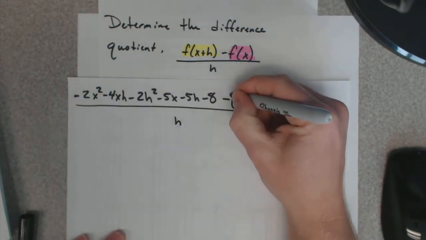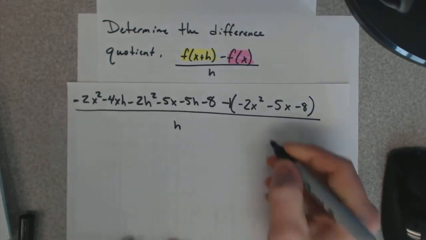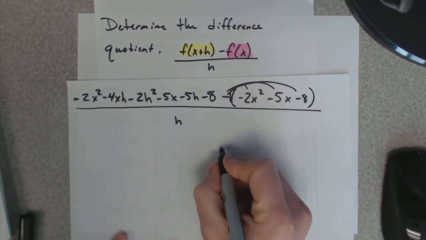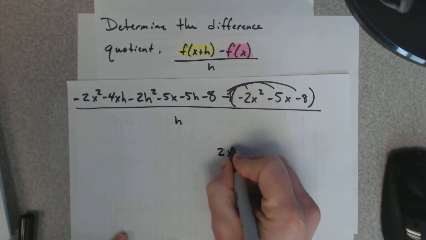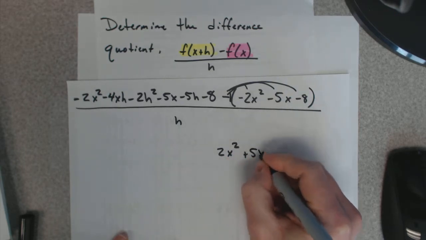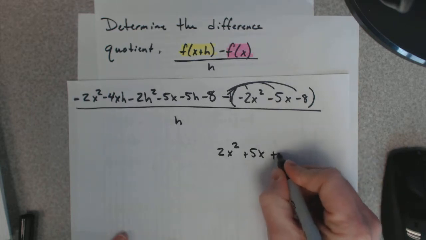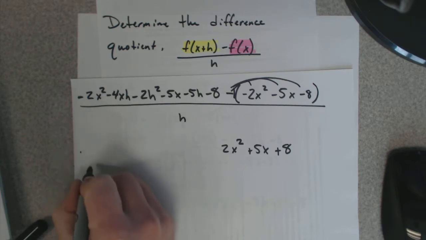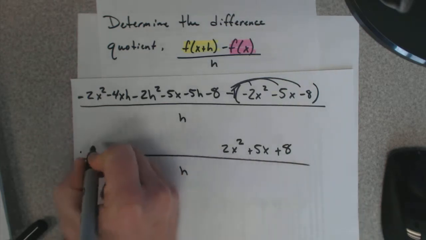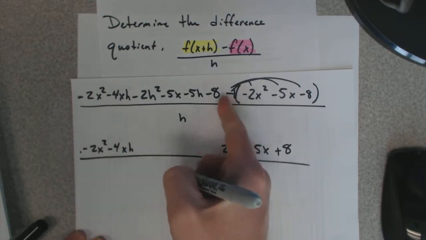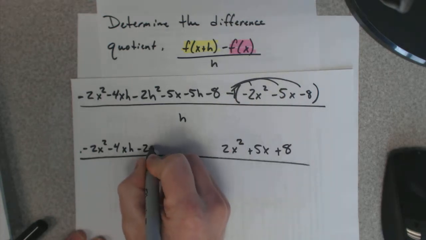Remember, what if there's a negative? There's like a little negative 1 there. So when you distribute a negative 1, that's going to turn that into a positive 2x squared. That becomes a positive 5x. That becomes a positive 8. I haven't done anything but distributing negative 1. I'm just rewriting this part here.